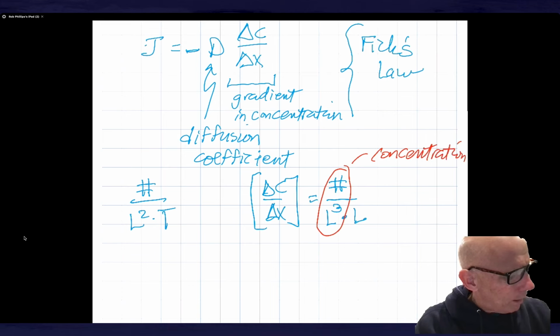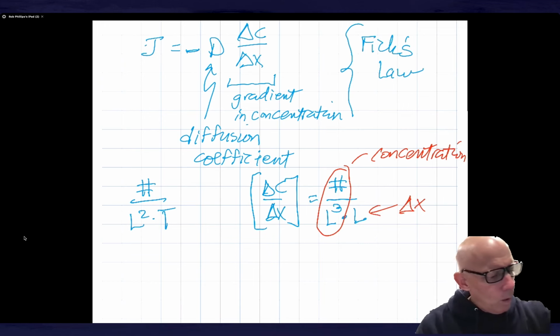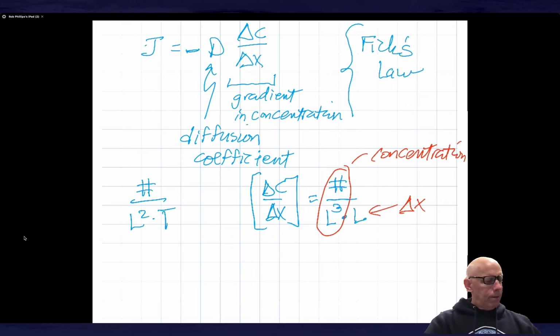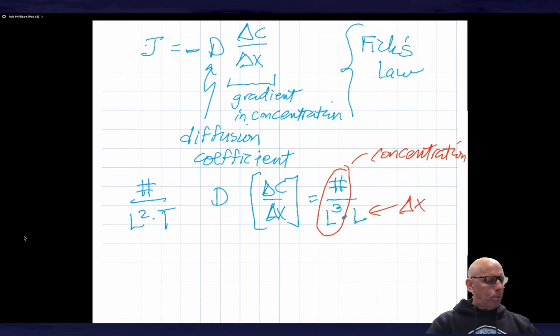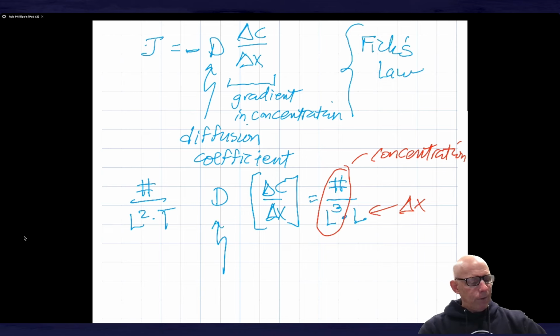And then the 1 over delta X has got units of L. And so now we're prepared to try to make a guess about what the units of D have to be. The reason we're prepared to do that is we've got to balance units on the two sides. On the left, I have number over L squared T. And on the right, I have number over L fourth. That means the units of D have got to be L squared over T.